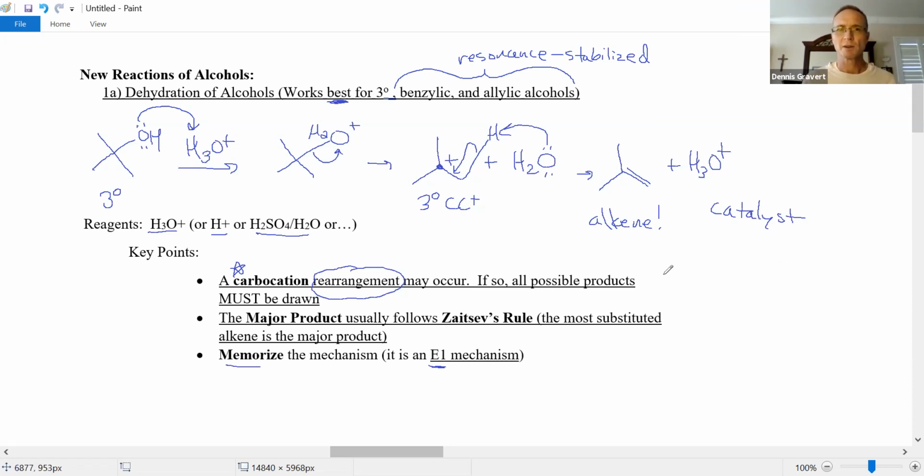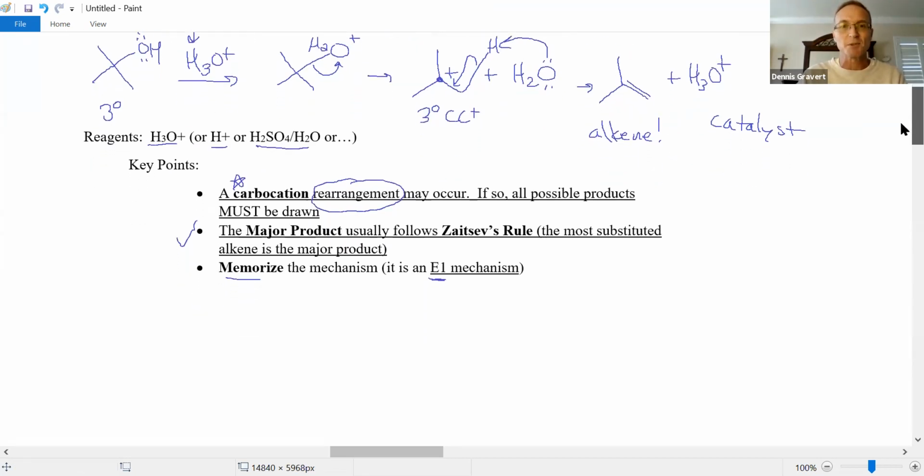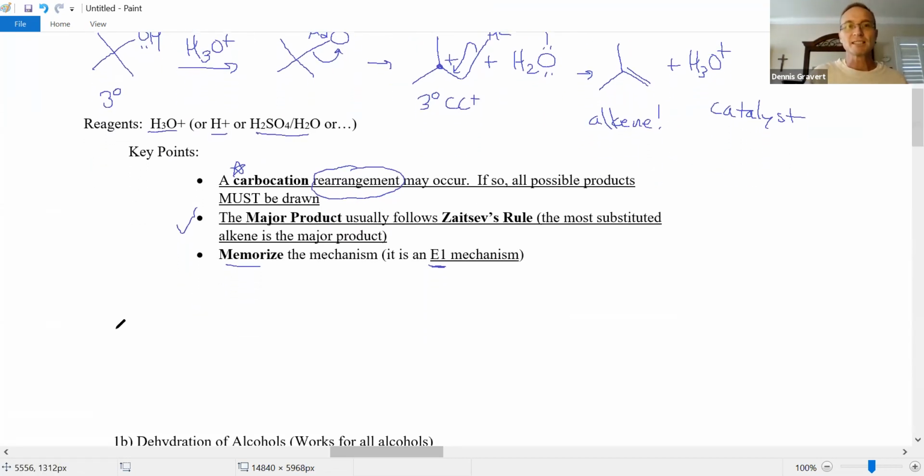That's a nice review of the E1 mechanism. What else do we need to know? Oh, the major product usually follows Zaitsev's rule. The most substituted alkene is the major product. What else is that? It's also the alkene with the most stuff hanging off of it. It's the major product. So let's do an example where you have to use Zaitsev's rule.